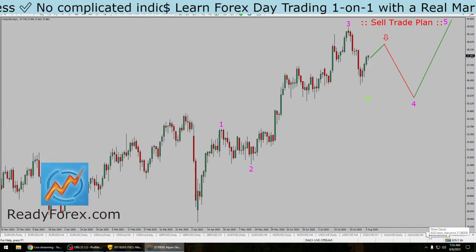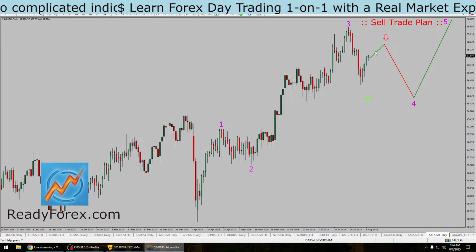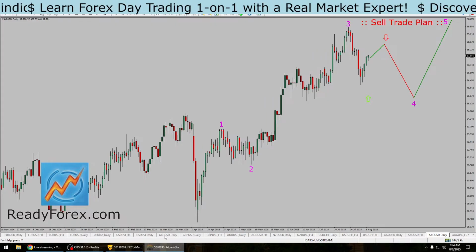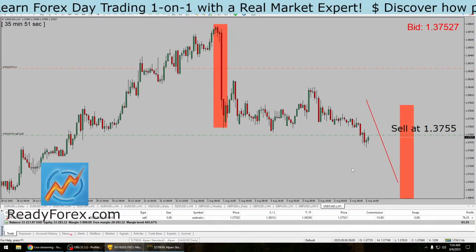Next one is the spot silver. Spot silver looks bullish, uptrend. Let's go back to the CAD.